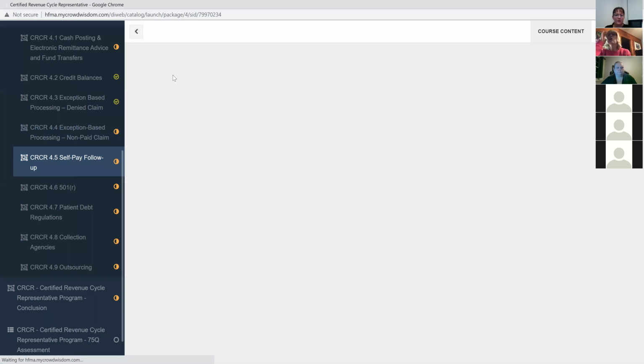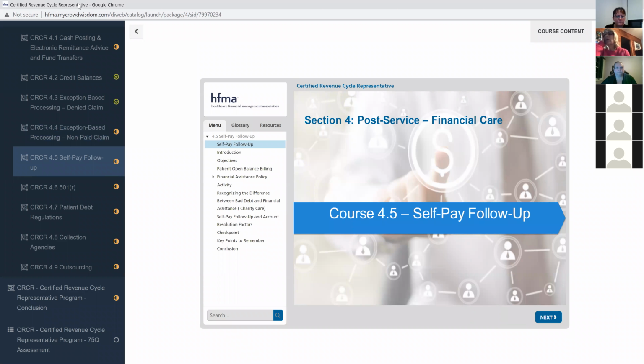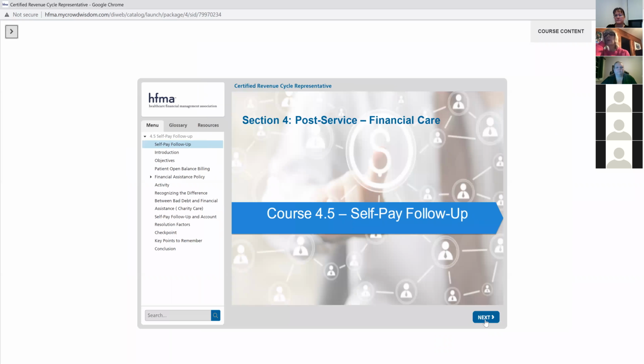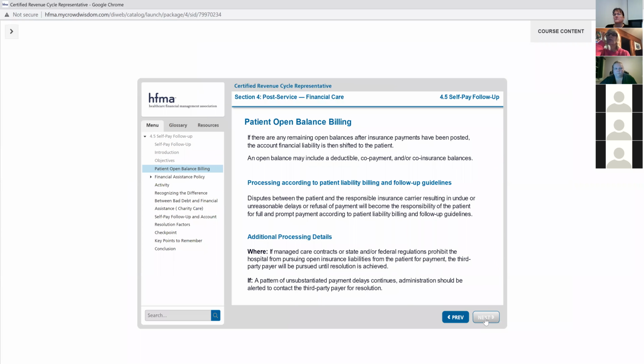And just to note, I know we're not going through the key points to remember because we've just gone through it, but when you're getting ready to take the test and you're doing your last studying, those key points to remember at the end of each chapter will really help you highlight the key points. They're a good review to go through.